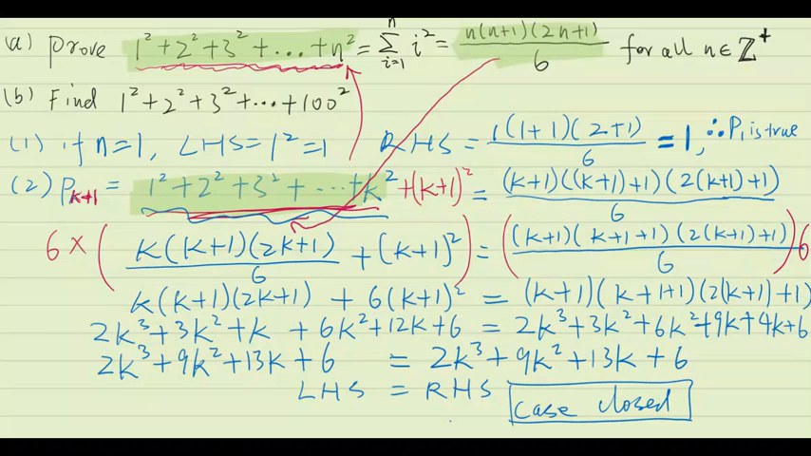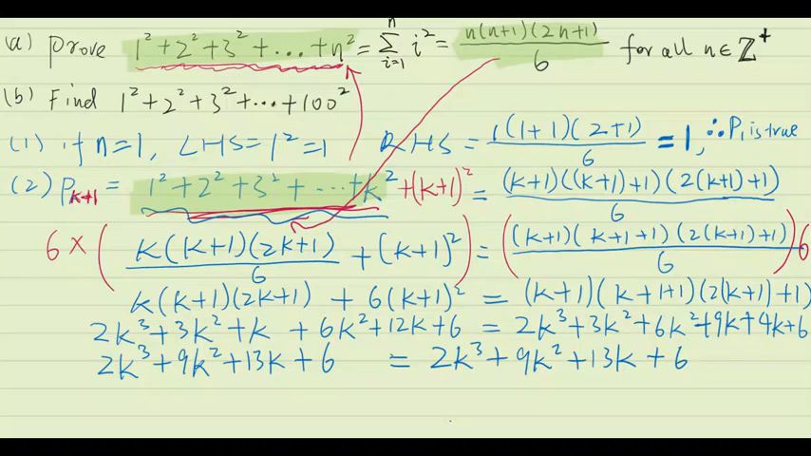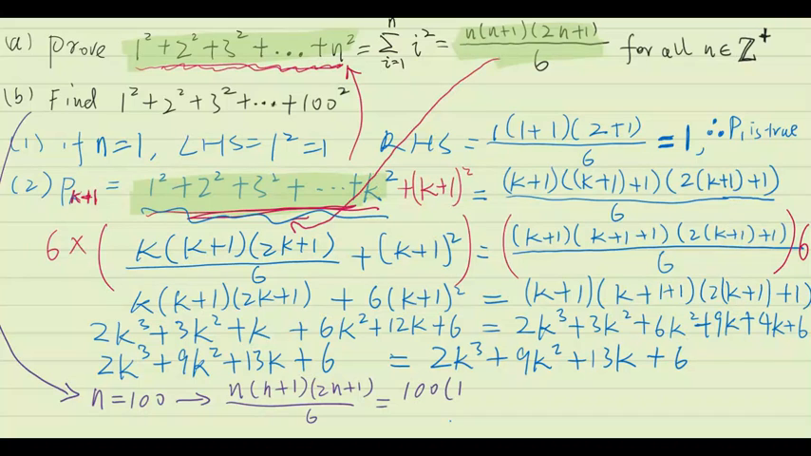Now let's see how we can answer question B. In question B, because n equals 100, we simply substitute n into the equation. It will be 100 times 101, and 2 times 100 is 200, plus 1, 201, over 6. We put it in the calculator and simply find the answer is 338,350.